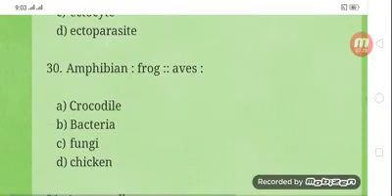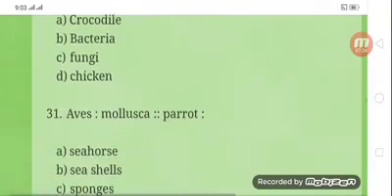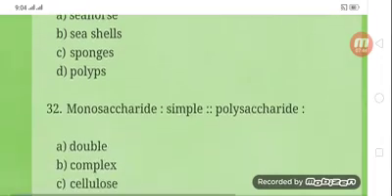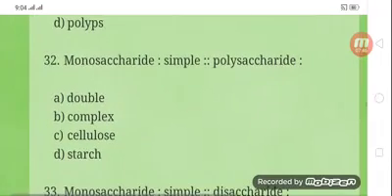Next, amphibian example is frog, and aves is the family of birds. And the bird in the choices is only chicken. Chicken is a bird. Aves and mollusca. Okay, aves and mollusca are both families. So aves, example is parrot. Mollusca, seashells, mollusks. Letter B.